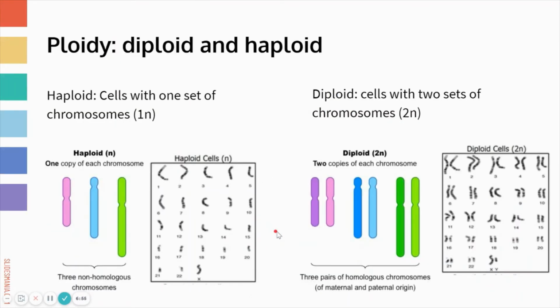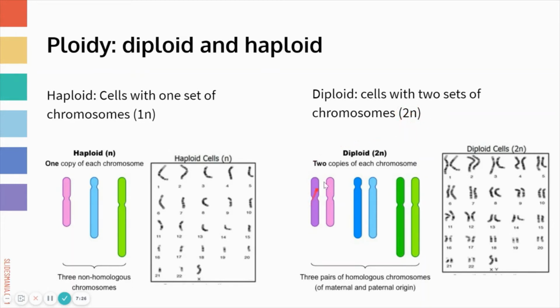So when we're thinking about these sets of chromosomes, our homologous pairs, there's terminology that we can use to describe cells that have homologous pairs. The word for that is going to be a diploid cell. So cells are diploid if they have two sets of chromosomes. And the notation for that is 2n.